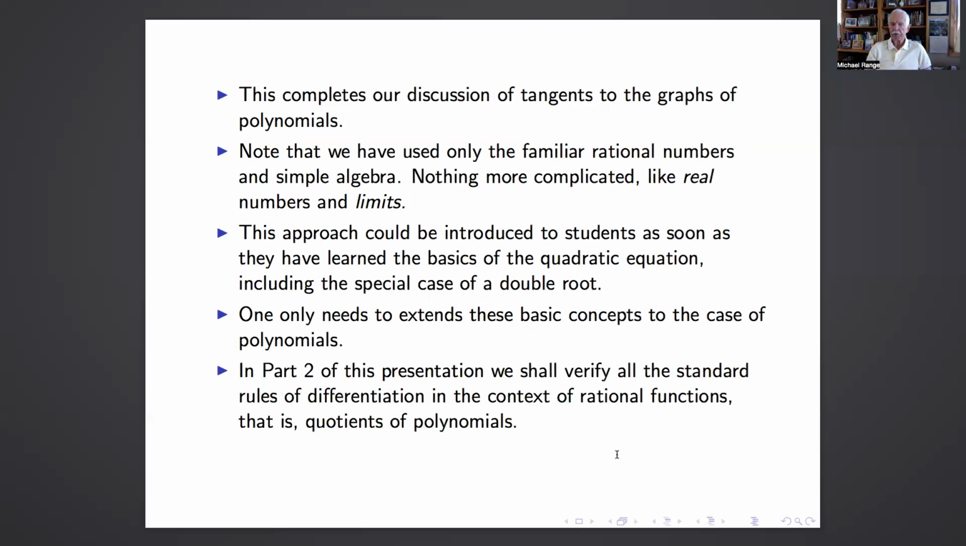In part 2 of this presentation, we shall verify all the standard rules of differentiation in the context of rational functions, that is, quotients of polynomials. So this concludes our first part of this presentation.